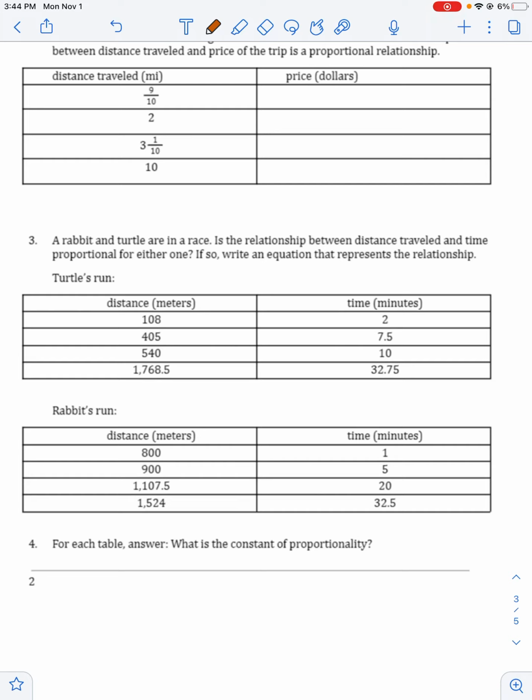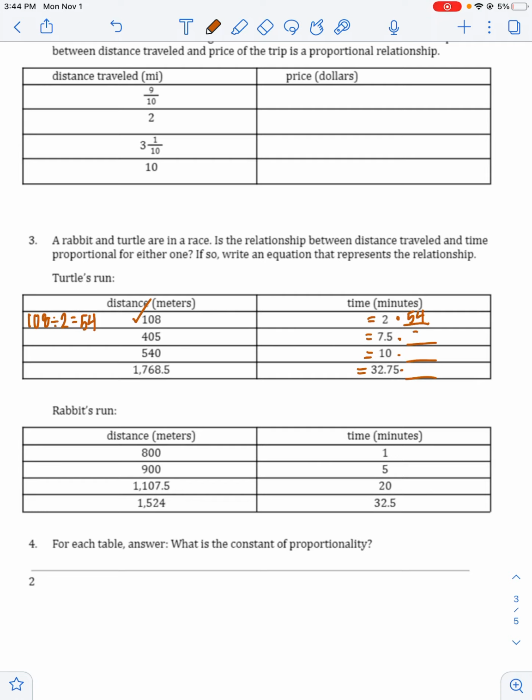Well, let's look at the turtle's run first. I noticed right off the bat that I think it's going to be easier to multiply time times something to get distance, just because 1.08 times a really small number is going to be equal to 2. So I'm going to start thinking about 2 times something equals 108. 7.5 times something is 405, and so on. And I'm just going to use inverse operations, right? I know that 2 is my factor and 108 is my product, so I can divide 108 divided by 2, which equals 54. And I can always check that. 2 times 54 does equal 108.